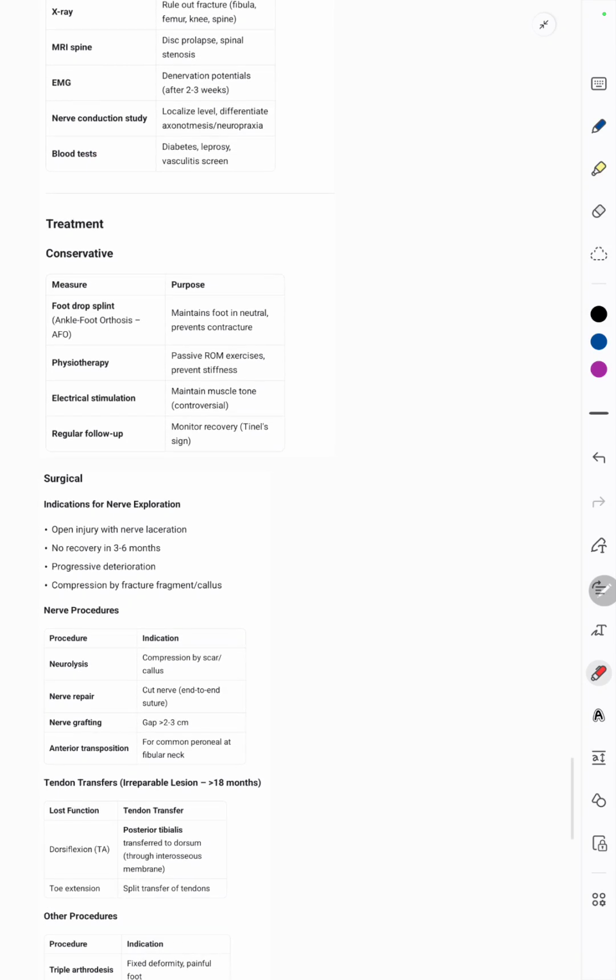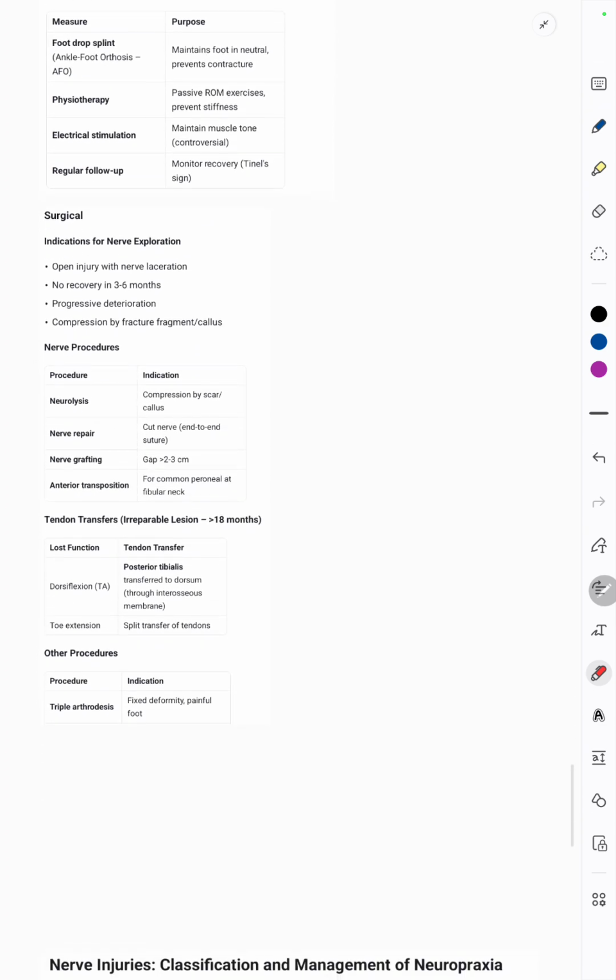Management: conservative management. A splint is available that is called AFO, that is ankle foot orthosis, or the foot drop splint. It maintains the foot in normal position. Then physiotherapy, and regular follow-up is required.